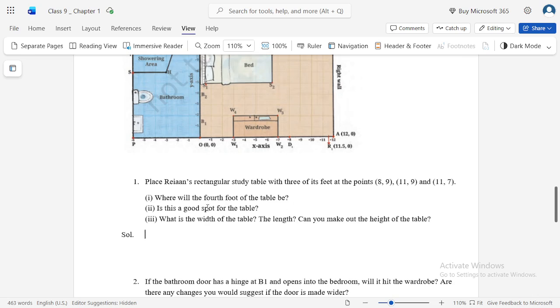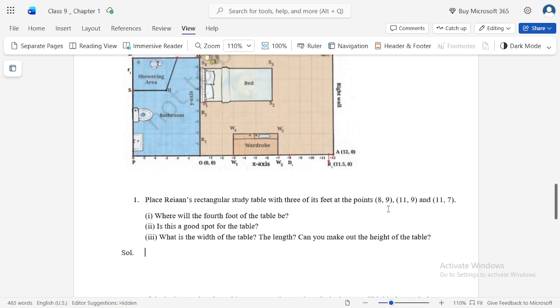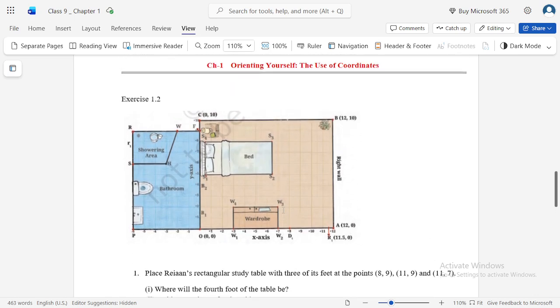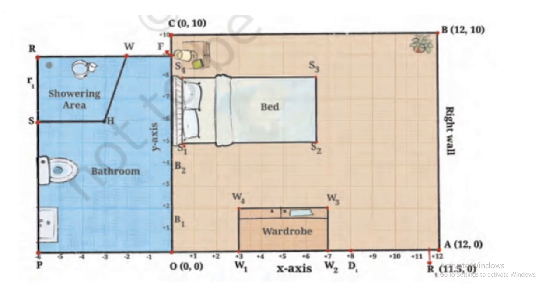So coming to the first question, it says place Rian's rectangular study table with three of its feet at the points 8,9, 11,9 and 11,7, followed by three parts. The first part is, where will the fourth foot of the table be? First let's plot these points 8,9, 11,9 and 11,7, and of course it is given that the table is rectangular, so we will get a fourth point. Let me plot and show you.